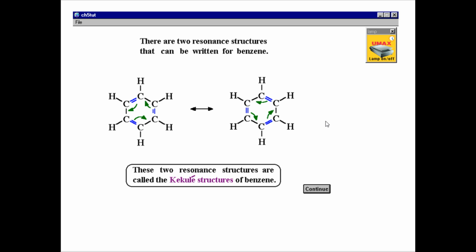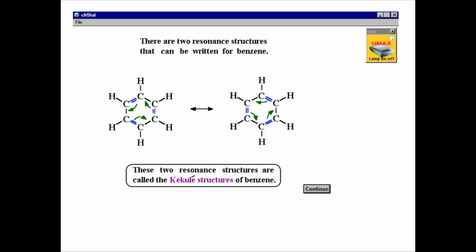So in terms of resonance, there are 2 different resonance structures that we could draw. We could take this pair of electrons, move it here, take this pair of electrons, move it here, take this pair of electrons, move it there. So we can have 2 different kinds of benzene rings that are both conjugated but have different absolute positions of the double and single bonds. And these resonance structures are what are called Kekulé structures of benzene.